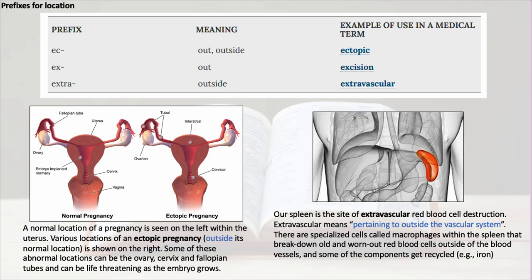So for this example, we have used extravascular red blood cell destruction and the relevance of the spleen. The spleen is sometimes not talked about as often as other abdominal organs, so I wanted to highlight extravascular red blood cell destruction. Again, this is referring to the destruction of red blood cells that happens outside of the vascular system. So extravascular as a full term directly means pertaining to outside the vascular system.